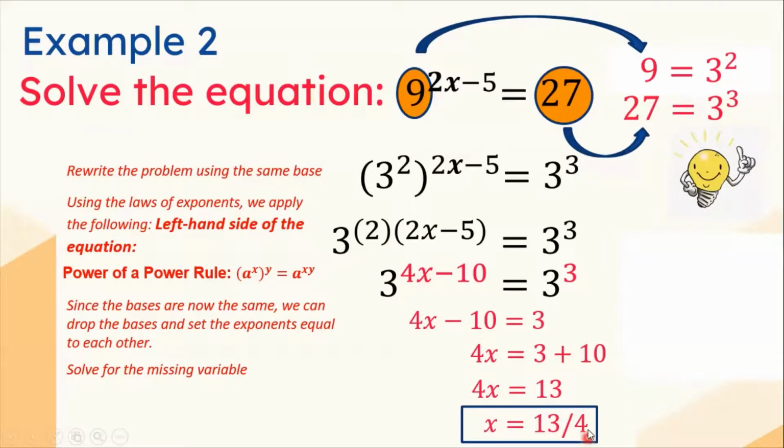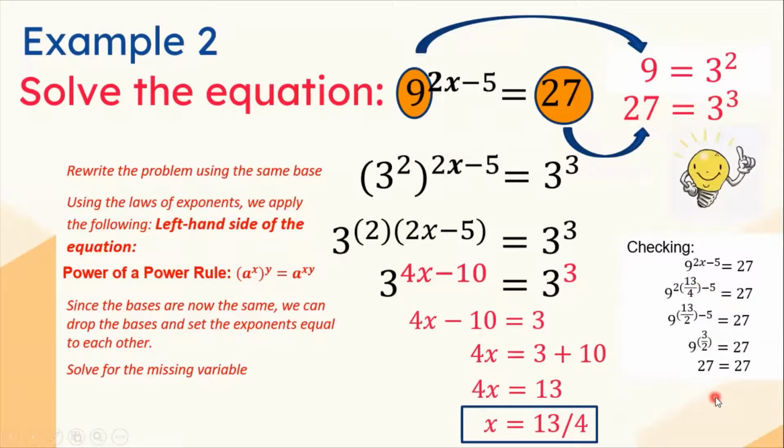So let's check whether our value of x is a solution to the given exponential equation. We just substitute the value of x. And since the equation balances, which is 27 is just equal to 27, therefore we can say that 13 over 4 is a solution to the given exponential equation.